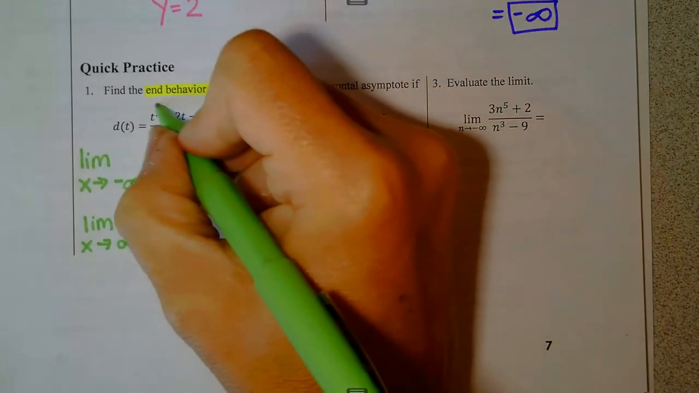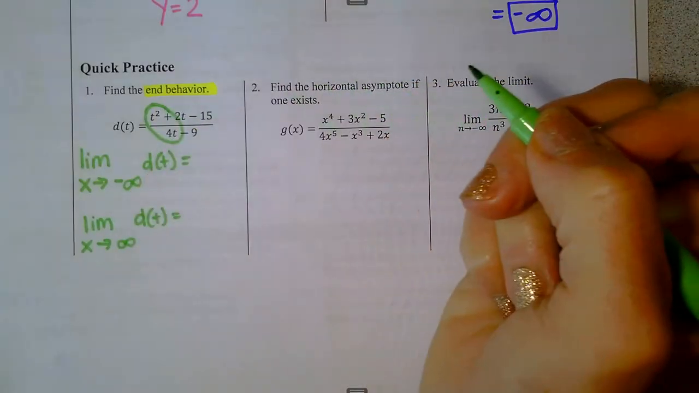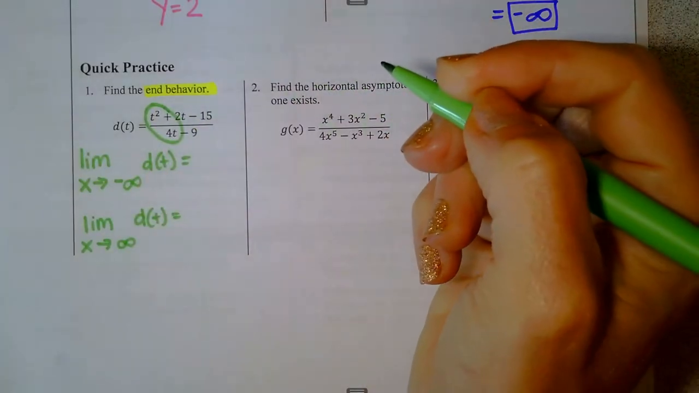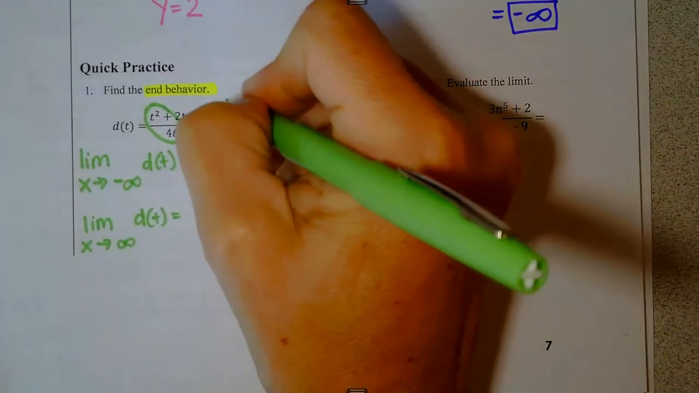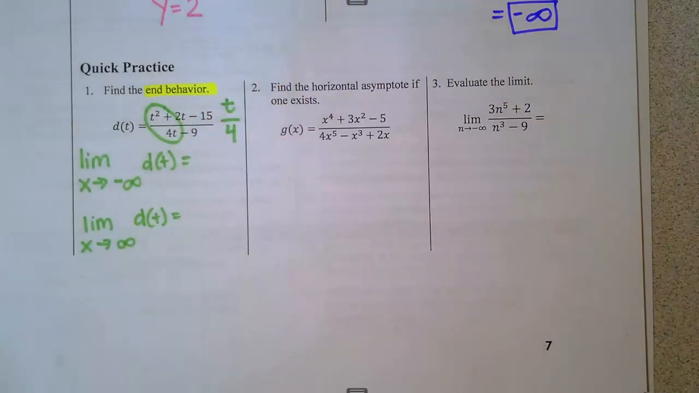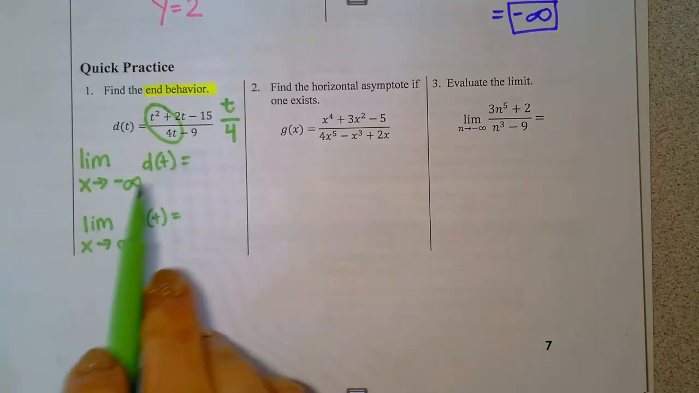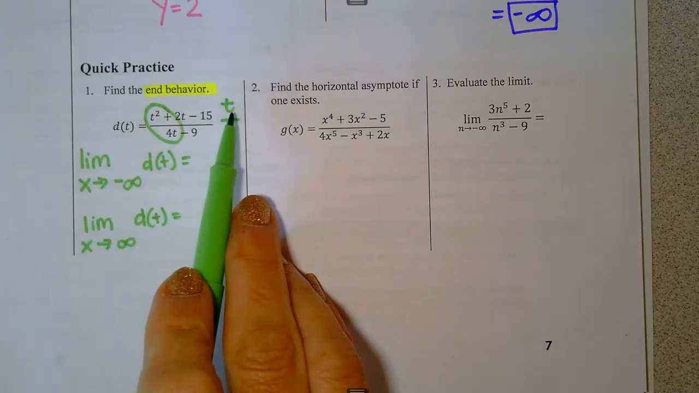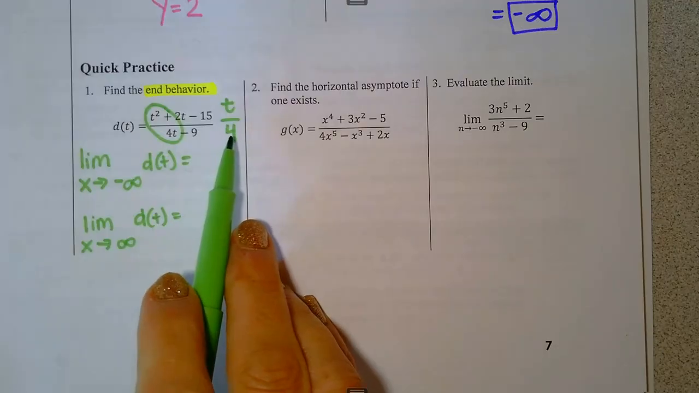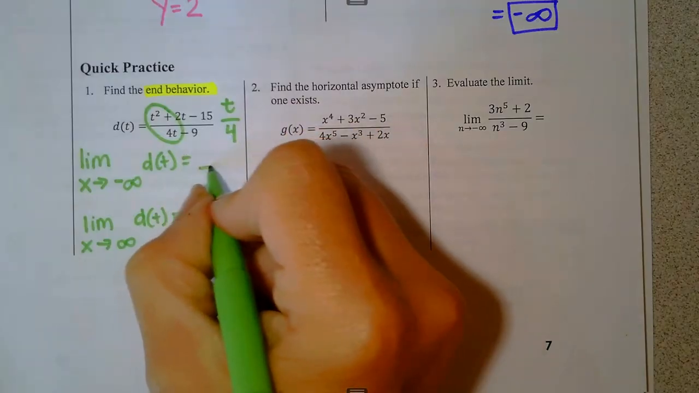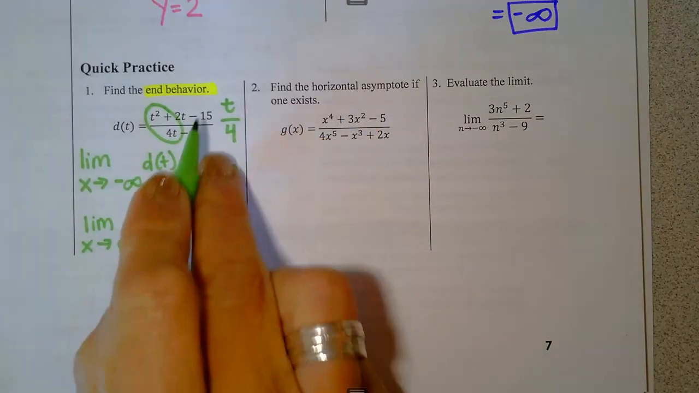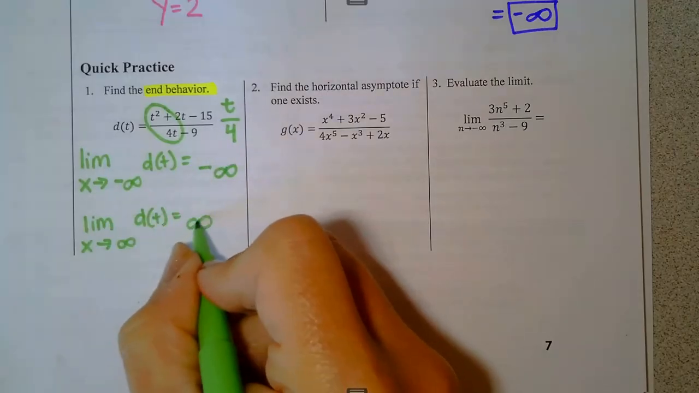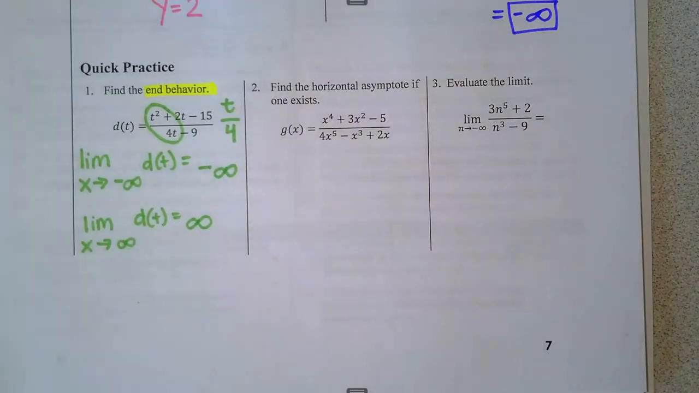Okay, so when you highlight this, one t cancels out, so you're left with t over 4. So t divided by 4, if I put in negative infinity in there, what's negative infinity divided by 4? It's just going to keep going to negative infinity, isn't it? And then positive infinity divided by 4 is just going to go to positive infinity.